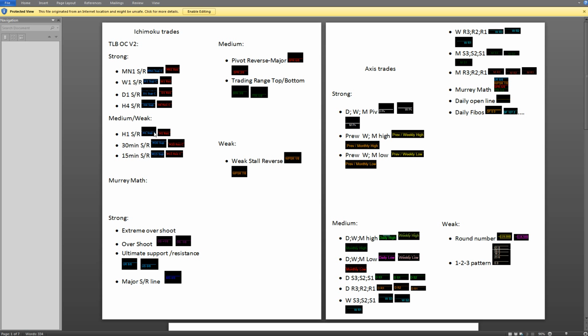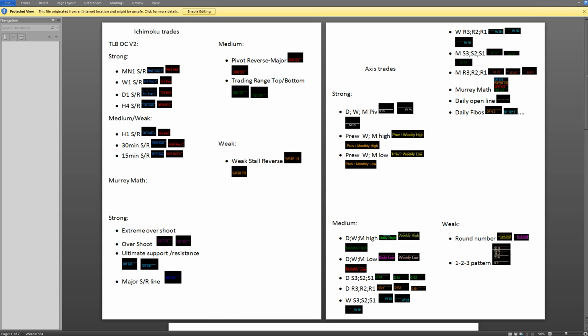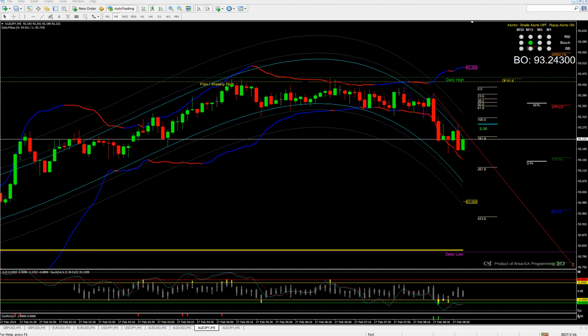Okay, so this side's Ichimoku and this side's Axis trades. Left is Ichi, right is Axis. Okay, cool. Let me check it real quick. I'll come back to yours in a second, Norman. Let me see, because I want to get through the charts that I had first.